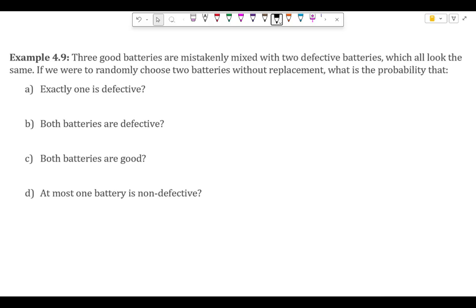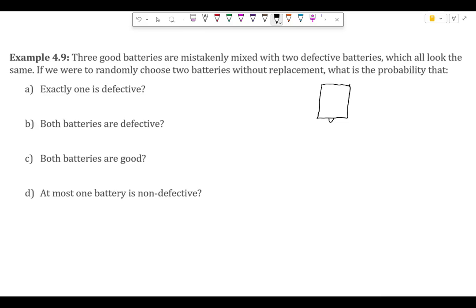6, 7, and beyond. So it says that 3 good batteries are mistakenly mixed with 2 defective batteries, which all look the same. If you know anything about batteries, batteries that are fully charged and batteries that do not have any charge left look identical. So imagine that you have a junk drawer. Some of us have junk drawers in our kitchen. So I'm going to draw here. We have a drawer here, little handle. We have to pull it, open it.